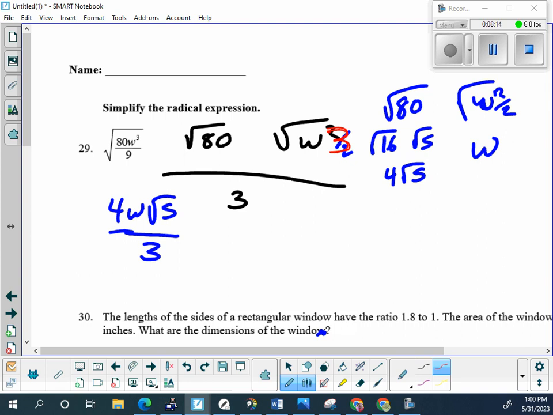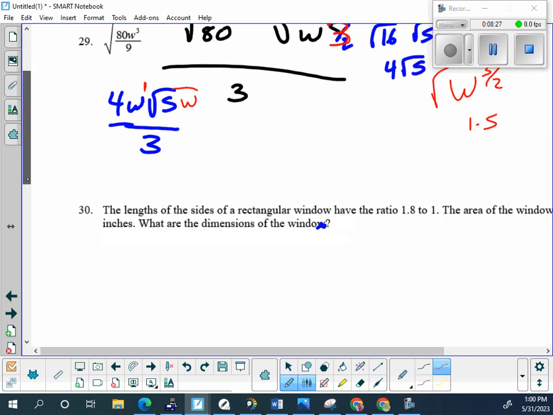All right, let me clean that up. W to the third power divided by 2 is going to be 1.5. So that means 1 on the outside, and then the 0.5 means 1 on the inside. Sorry, I read that wrong.